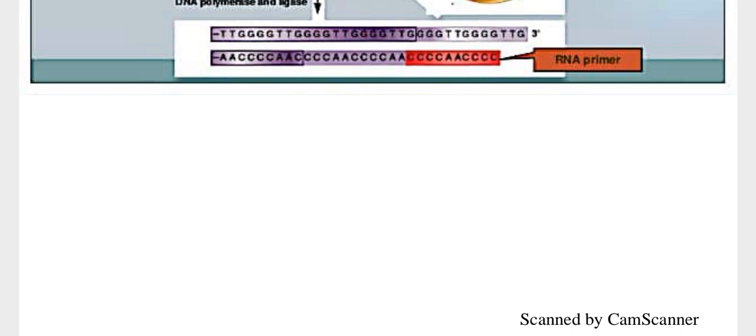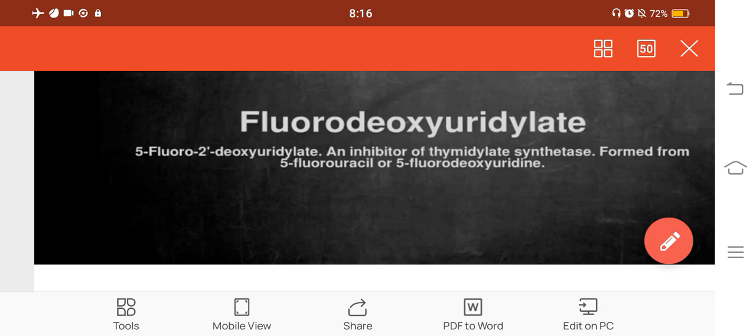Inhibitors of DNA replication. Fluorodeoxyuridylate, 5-fluoro-2-deoxyuridylate, an inhibitor of thymidylate synthetase formed from 5-fluorouracil or 5-fluorodeoxyuridine.